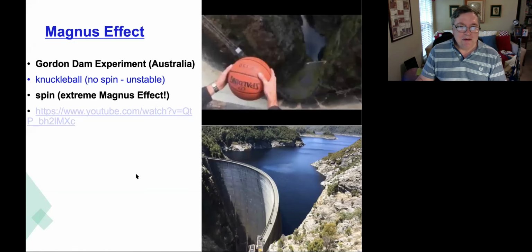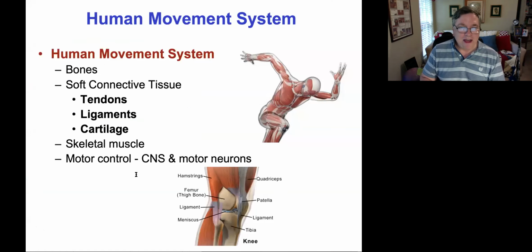And so the amazing Magnus effect in Australia, with the backspin, it really took off. 70 meters, so that's about 235 feet or something like that. Oh, it really went sideways near the end. So fantastic. Well, that's really the end of that section.